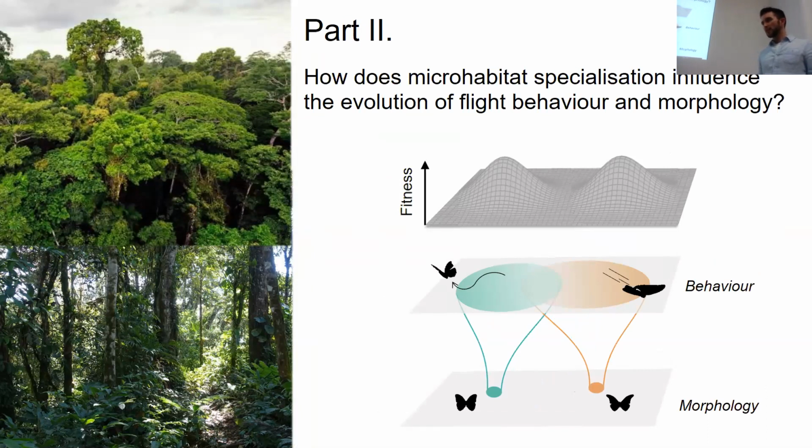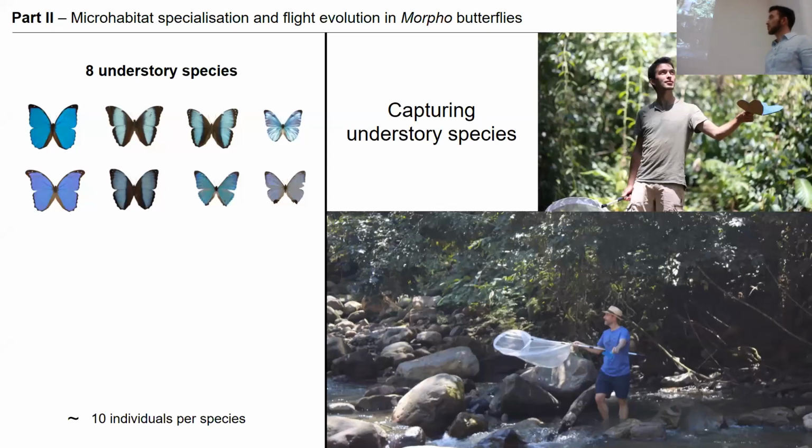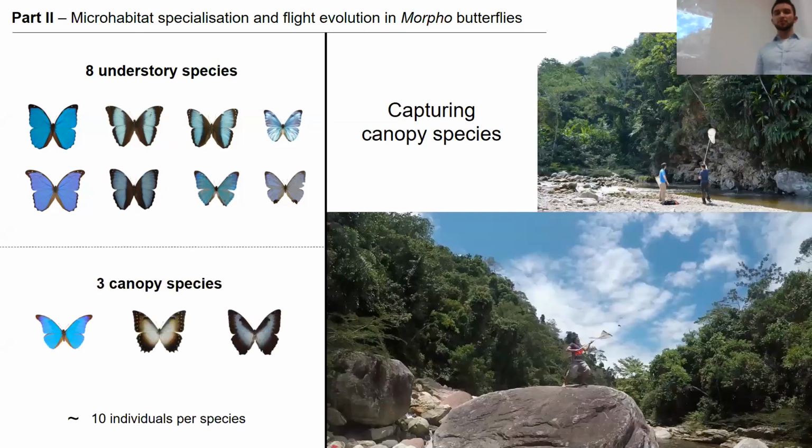For this, I had to enlarge my sample with more Morpho species. We captured all the understory species living in the locality where I did my fieldwork. And understory species are relatively easy to capture when in riverbed, because they are also really attracted with the lure. The greater challenge, however, was to capture the canopy species. This often necessitates to climb on big rocks and to use an elongated butterfly net. We captured 3 canopy species out of the 4 canopy species living in the area.